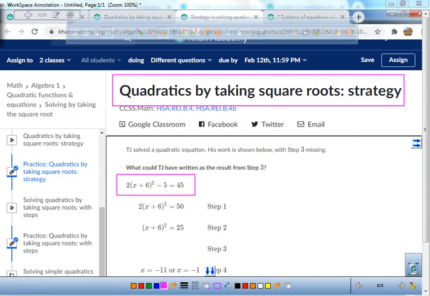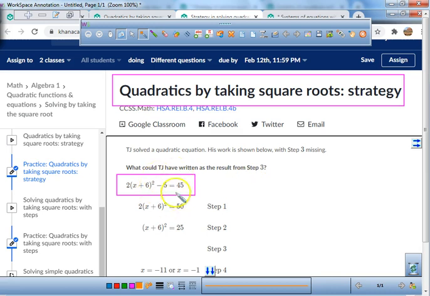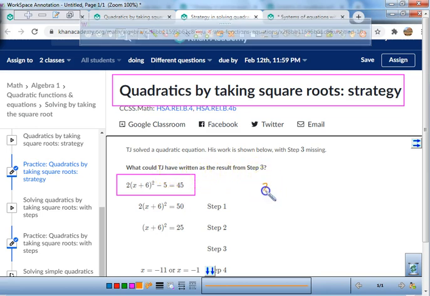I'm just letting you guys know, you guys are going to like this particular assignment. It's going to be super, super easy. In fact, they kind of give you a little bit of idea of what to do. So we're going to try to figure out what TJ could have written as a result from step 3. So we're just going to work it to step 3.